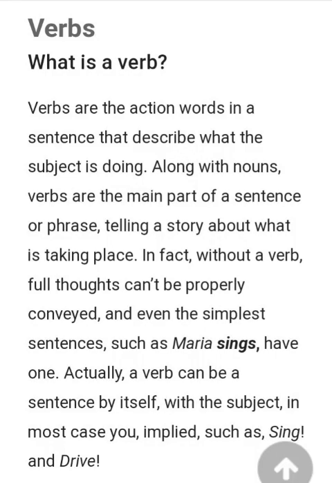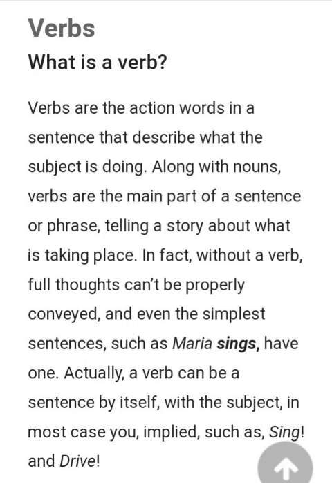In this lecture, we will discuss verbs. What is a verb? Verbs are the action words in a sentence that describe what the subject is doing, along with nouns. Verbs are the main part of a sentence or phrase, telling a story about what is taking place.